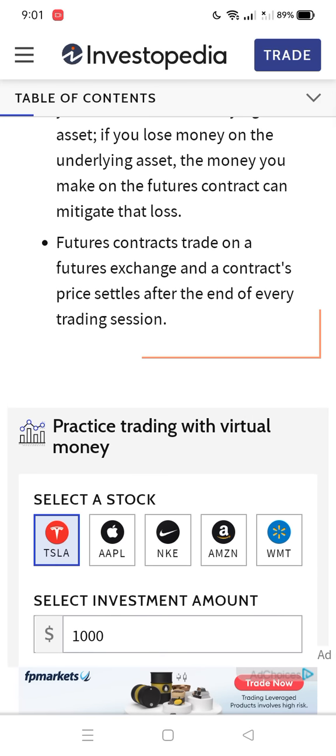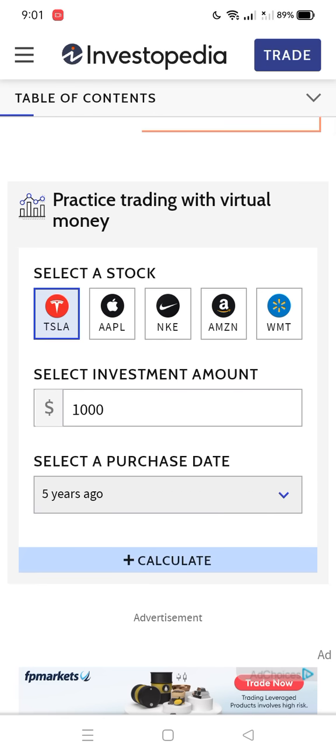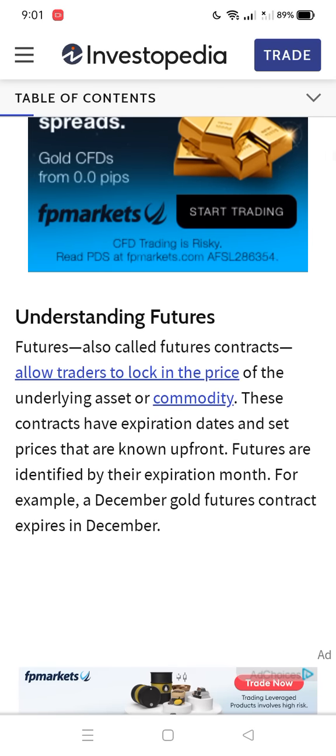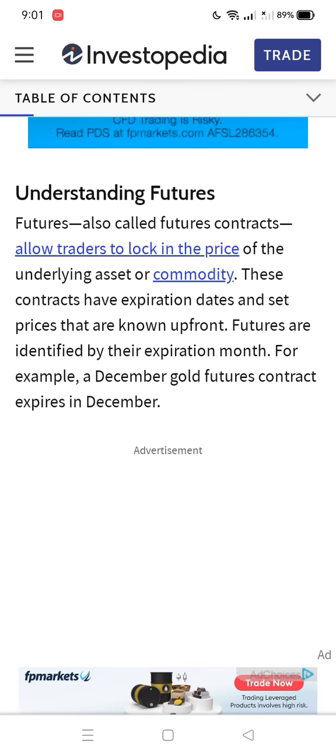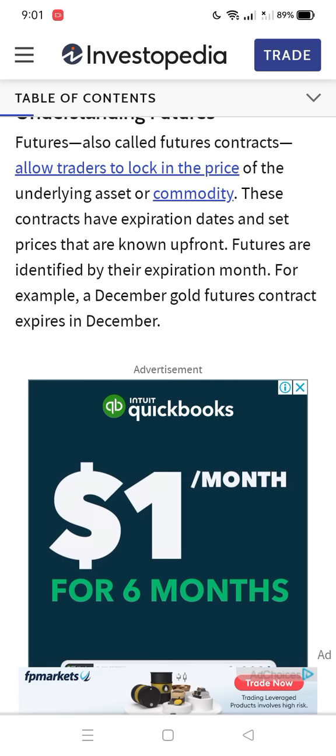Futures contracts trade on a futures exchange, and a contract's price settles after the end of every trading session. Understanding futures: futures are also called futures contracts. They allow traders to lock in the price of the underlying asset or commodity. These contracts have an expiration date and a set price that are determined upfront.